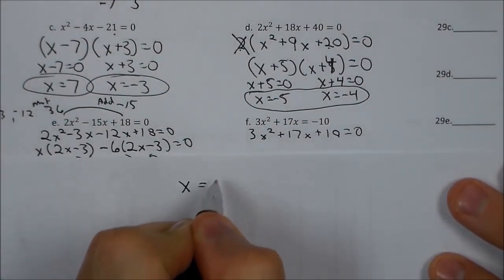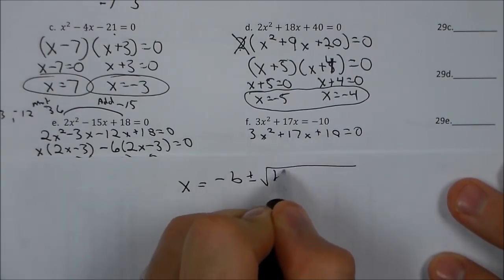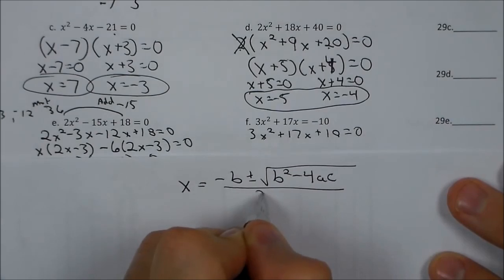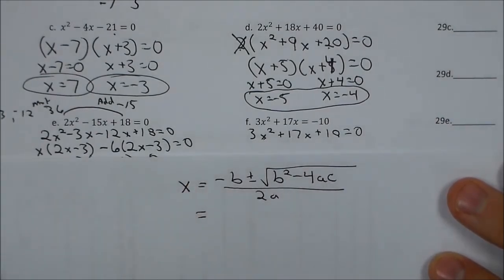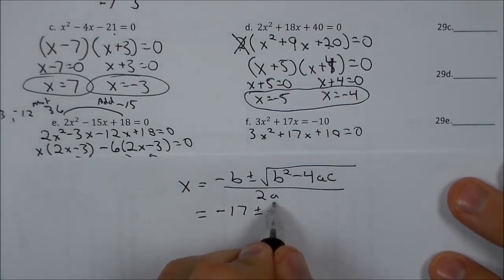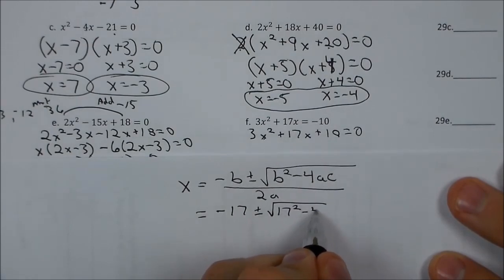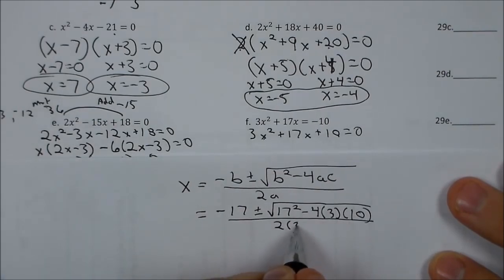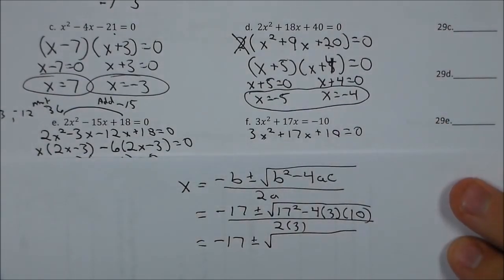So if we did the quadratic formula, which is negative b plus or minus the square root of b squared minus 4ac over 2a. Either method, factoring or quadratic, will get you to the same result, but it just depends on your preference. So we're going to go negative 17 plus or minus the square root of 17 squared minus 4 times 3 times 10 over 2 times 3. So we got negative 17 plus or minus 17 squared is 289. And that's going to be minus 120 over 6.